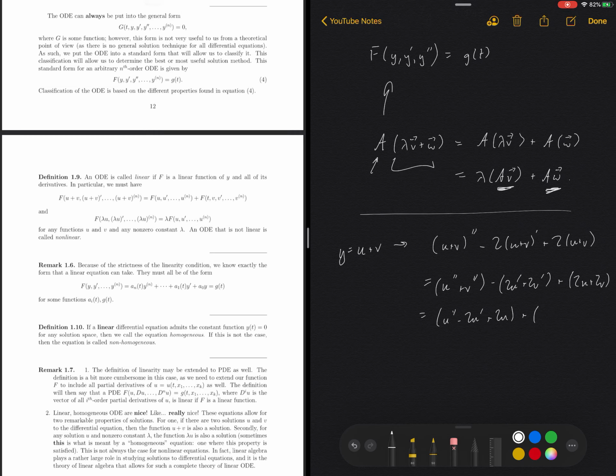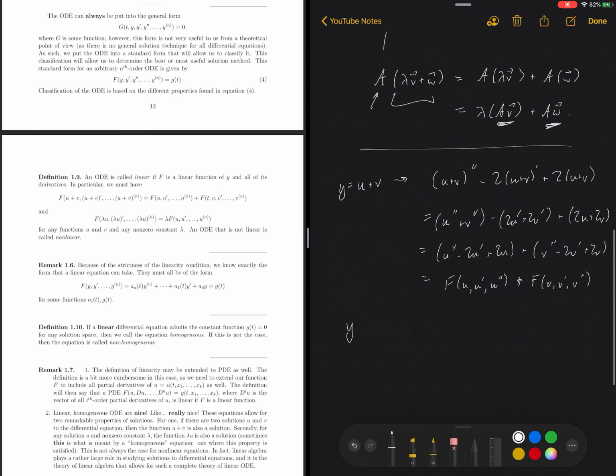And I can separate these out into u and v pieces. So u double prime minus 2u prime plus 2u, and then plus v double prime minus 2v prime plus 2v. And this is exactly F of u, u prime, and u double prime, plus F of v, v prime, and v double prime. So I can split my sums so that they look like the original big F, right? And that's what a linear equation is.